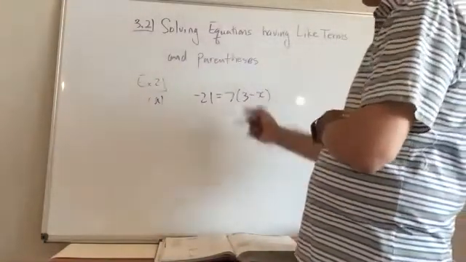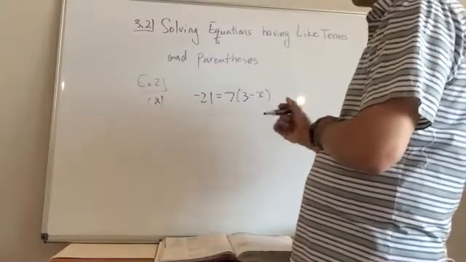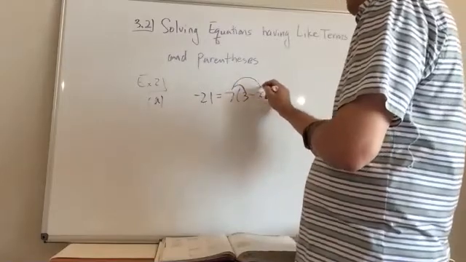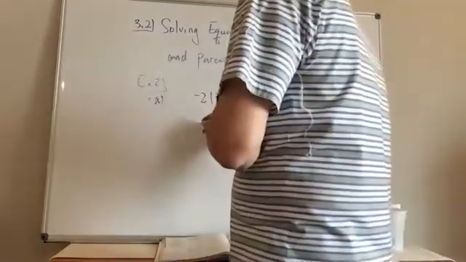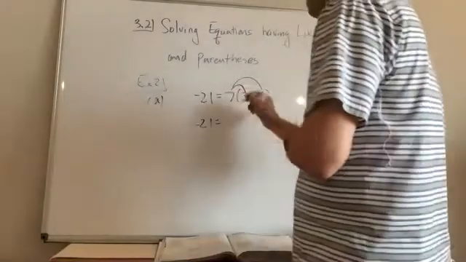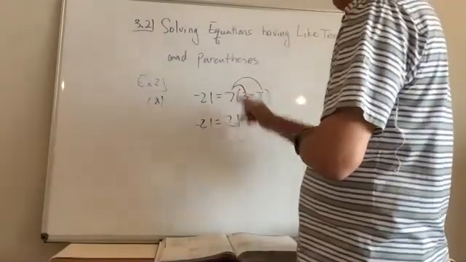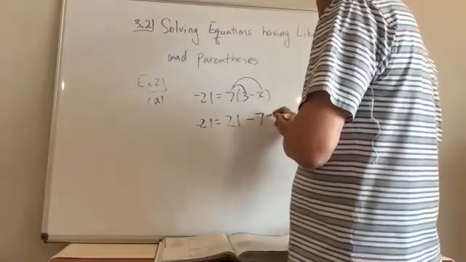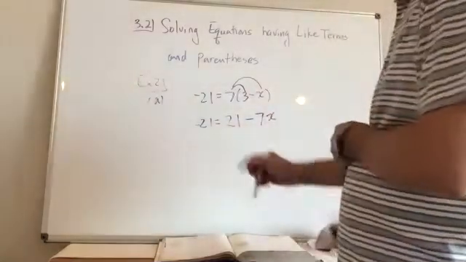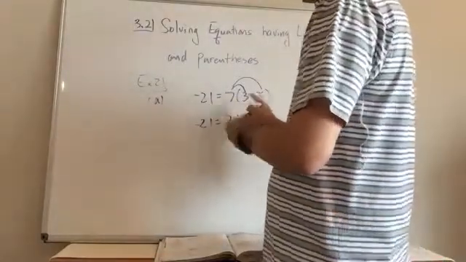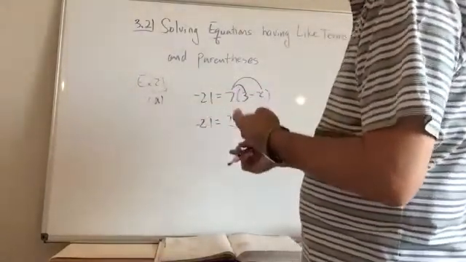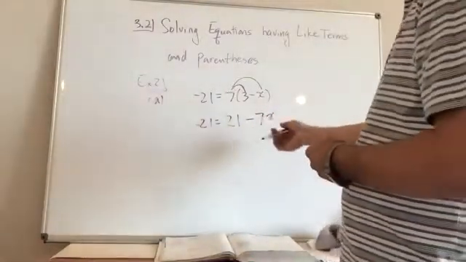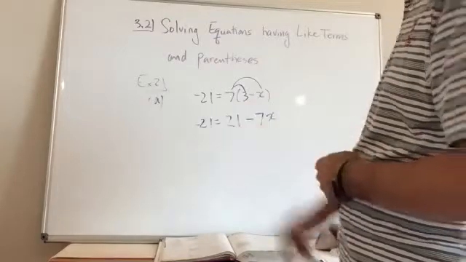Okay, so I'm going to go ahead and do the distributive law first. I'm going to distribute the 7 out this way and this way. So it's going to be 7 times 3, which is 21, and 7 times minus x, so it's going to be minus 7x, right? I have a positive and a negative number, and when I multiply a positive by a negative, I'm always going to get a negative, right? So here we go. Now we're back to what we did in 3.1, okay?